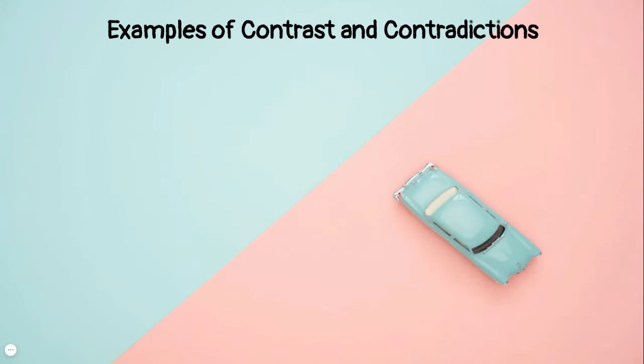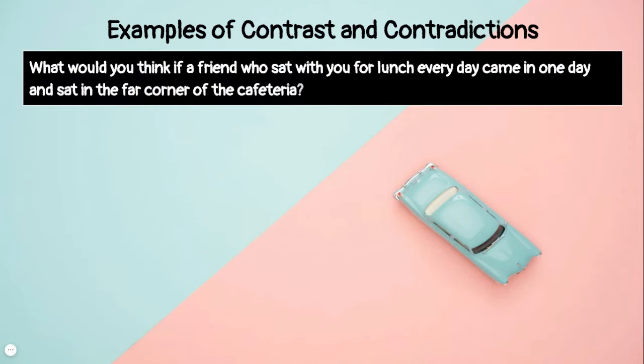Let's take a look at a few more examples of contrasts and contradictions. The first one, what would you think if a friend who sat with you for lunch every day came in one day and sat in the far corner of the cafeteria? Well, I think you would likely conclude that your friend was angry with you for some reason.